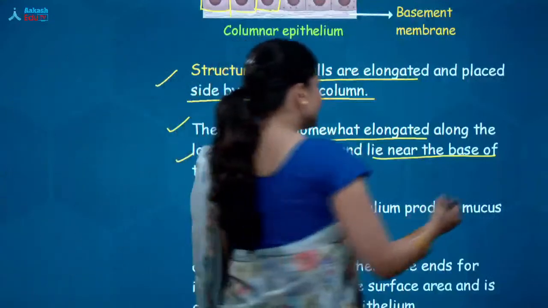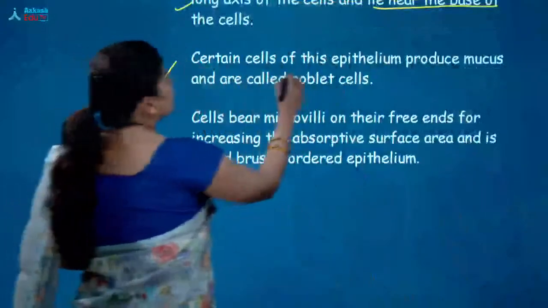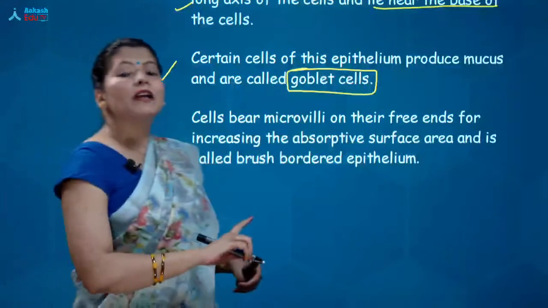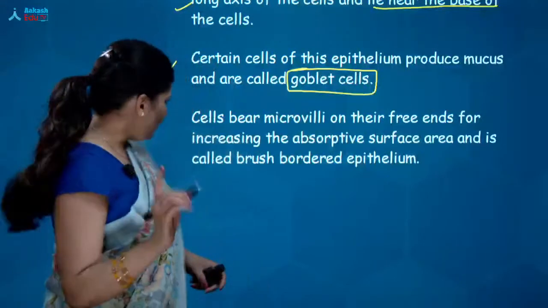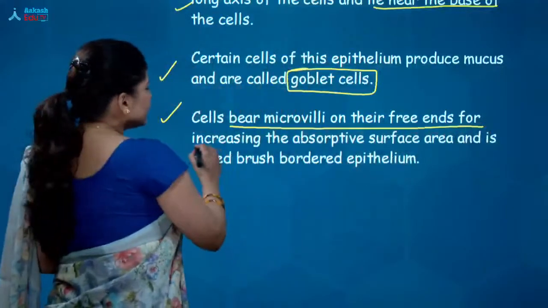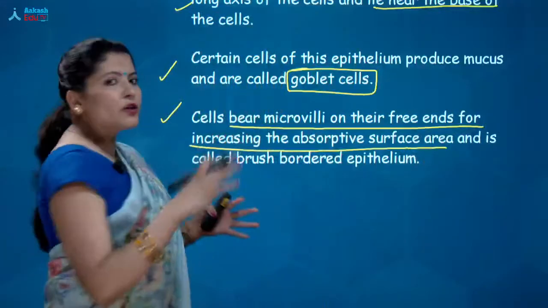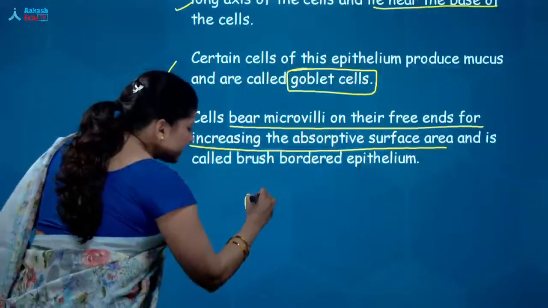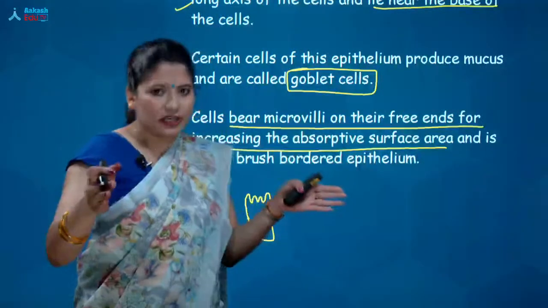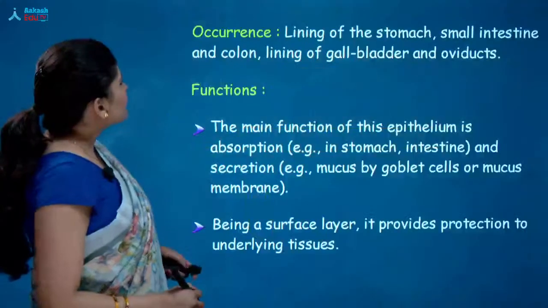Certain cells of this epithelium produce mucus and are called goblet cells. इसके कुछ cells क्या produce करते हैं, mucus produce करते हैं and we call them goblet cells. Okay. Cells bear microvilli on their free ends for increasing the absorption area. Okay. So अगर मैं बोल रही हूँ cells में microvilli present है like this. So villi का function क्या होता है, it increases absorption area. Surface area को increase करता है for absorption. So this is the structure.